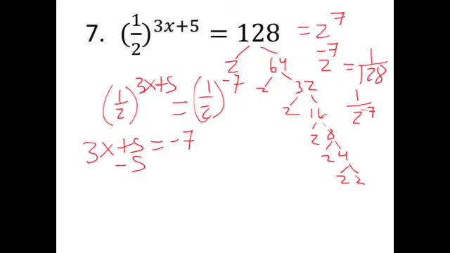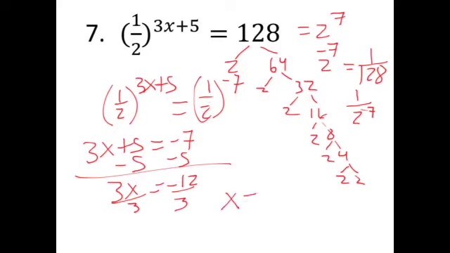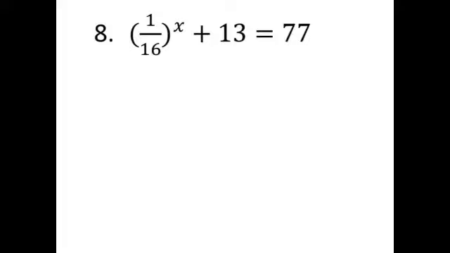Now we can subtract 5 from both sides to get 3x equals negative 12. Just divide both sides by 3 to get x equals negative 4. That was kind of confusing. Moving on to the next one.